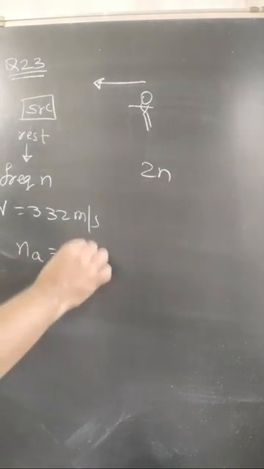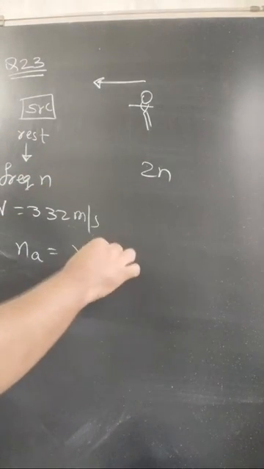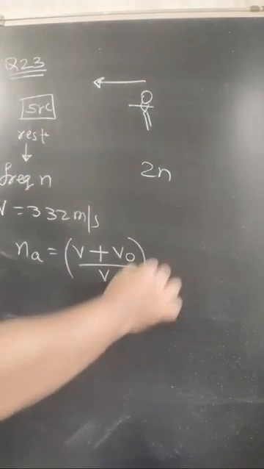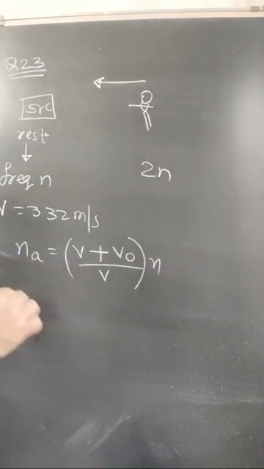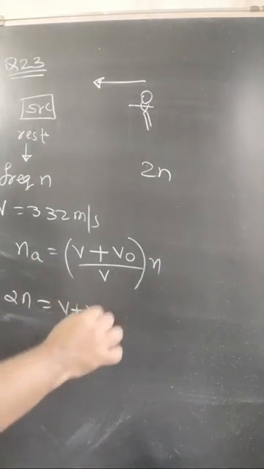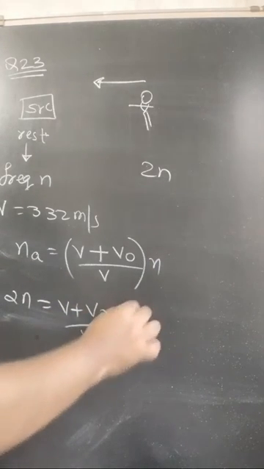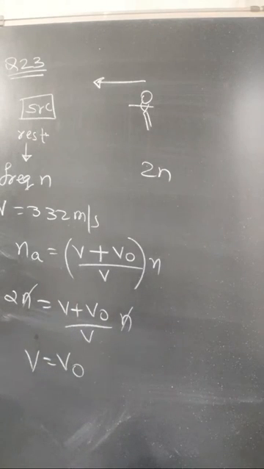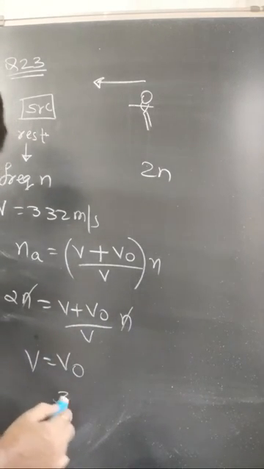Apparent frequency is equal to V plus V naught upon V, source is stationary, the whole into n. This becomes 2n is equal to V plus V naught upon V into n. Cancels out. So V is equal to V naught. The answer is option 3.